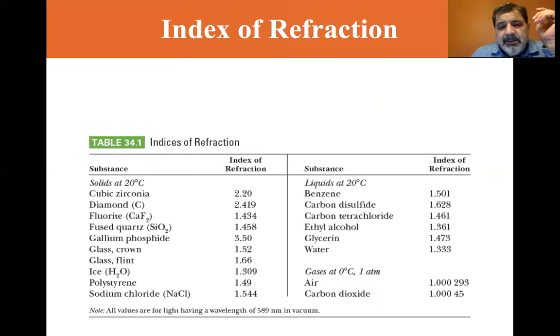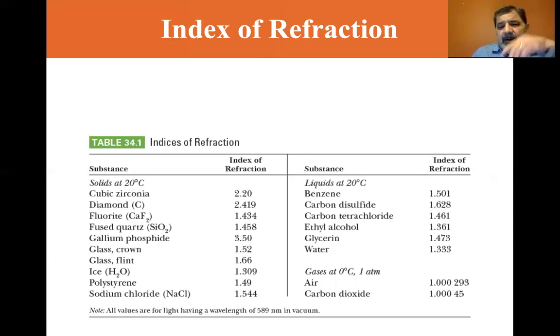Fluorite is 1.4, fused quartz 1.45, gallium phosphide 3.5, a pretty high index of refraction. Crown glass is 1.5, flint glass is 1.6, ice is 1.3, polystyrene is 1.49, about 1.5, and sodium chloride is about 1.5.